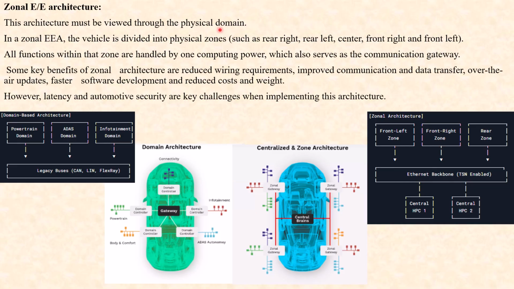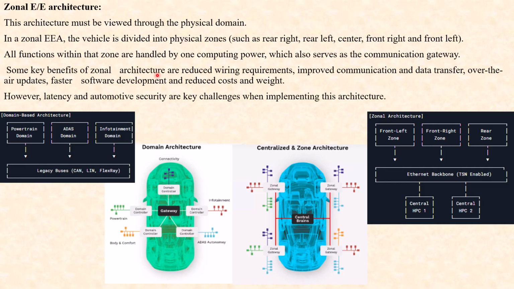In a physical perspective, in the zonal architecture, the vehicle is divided into physical zones such as rear right, rear left, center, front right and front left. Now, all functions within that zone are handled by one computing unit. For example, it may be infotainment. Suppose infotainment is on the left front of the vehicle. If it's right hand drive, the right hand side will be steering and the left side will be the infotainment. So, on the left side, the entire infotainment will be handled by the concerned ECU, so that the ECU is very near to the infotainment. This is also the concept of edge computing, where the end application is very near to the ECU.